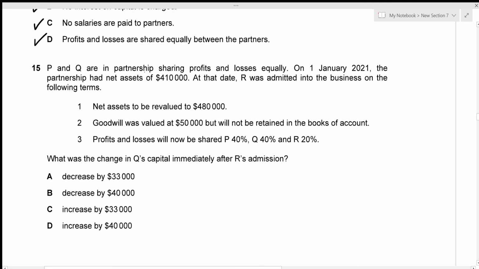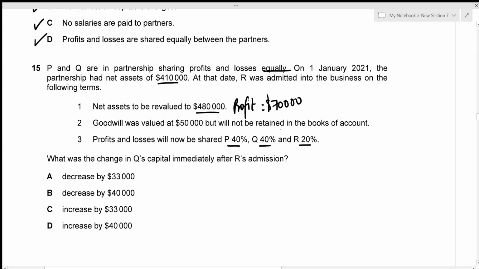P and Q are in partnership, sharing profits and losses equally. And on 1st January 2021, the partnership had net assets of 410,000. At that date, R was admitted into the business on the following terms. So net assets were to be revalued to 480,000. So that's a profit on revaluation of 70,000. Next, the goodwill was valued at 50,000 but will not be retained in the books of accounts. And the last one is that profits and losses will now be shared at P 40%, Q 40%, and R 20%. So we need to figure out the change in Q's capital immediately after R's admission.